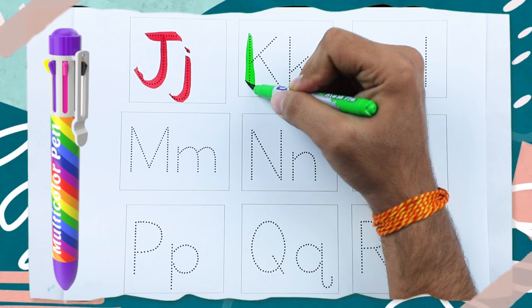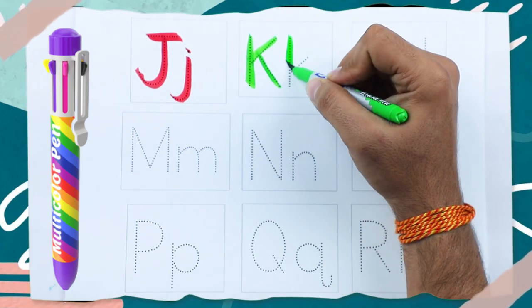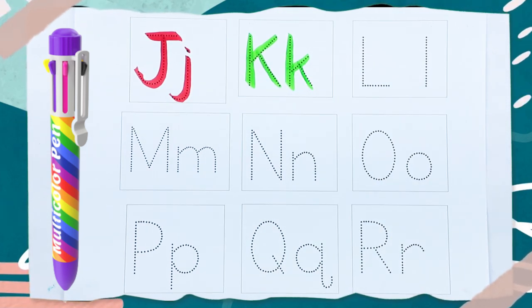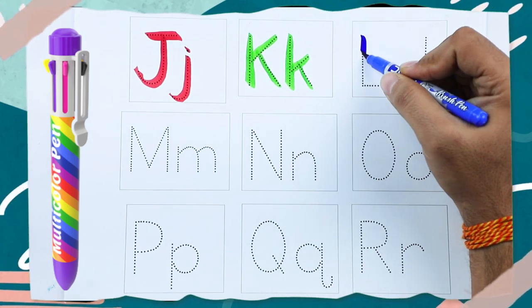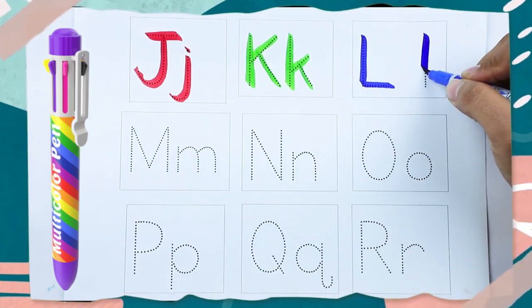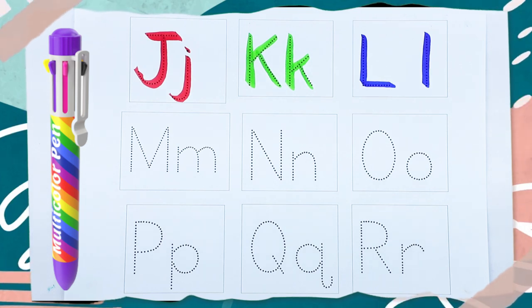Green color, capital K. K for kite. Green color, small k. K for kite. Blue color, capital L. L for lion. Blue color, small l. L for lion.